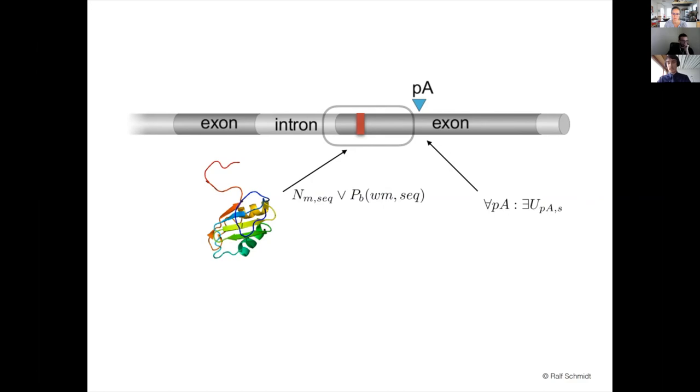And now for every poly A site, we can have a usage of the poly A site in a given RNA-seq sample. This usage comes from just aligned reads, from the read coverage. And here we have these two quantities. And again, there is a model. They developed a model that calculates activities, Z-scores, and in the end tells us by the Z-scores which motifs explain the usage of poly A sites.